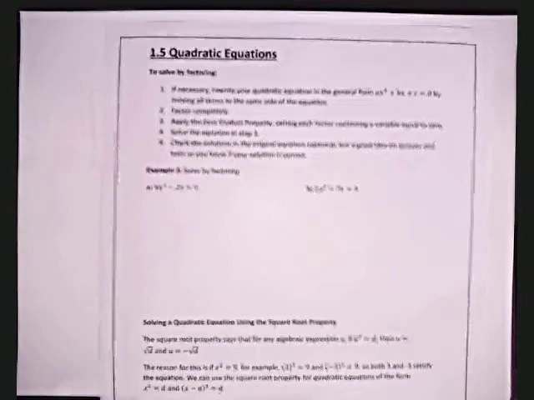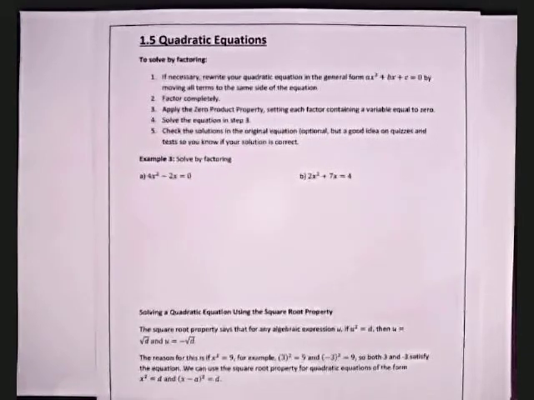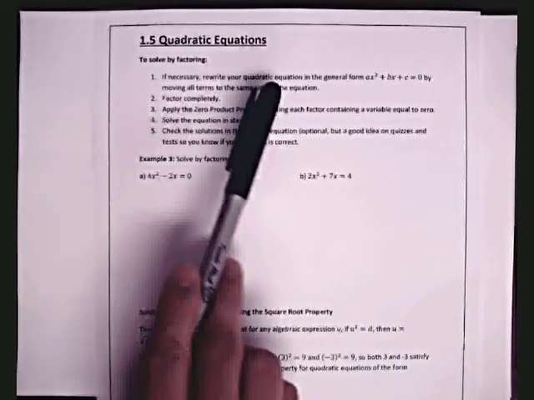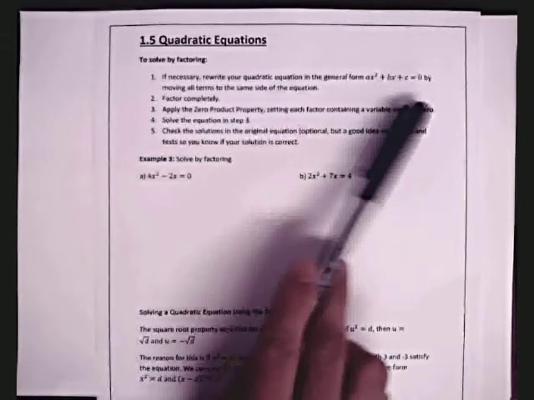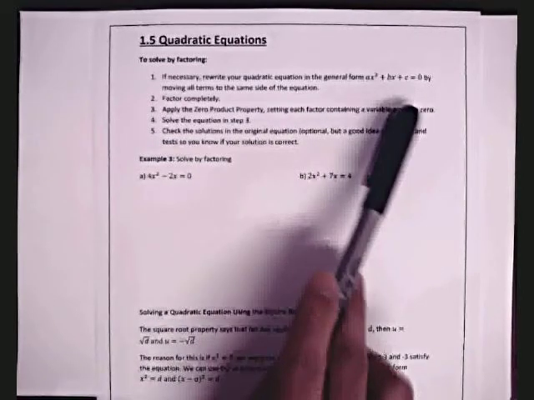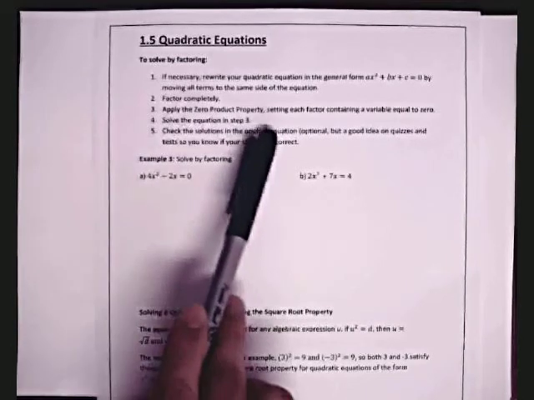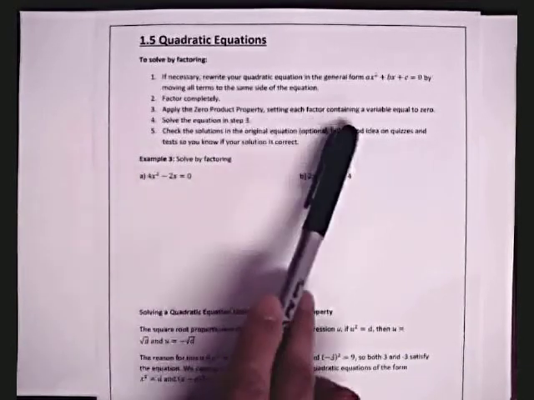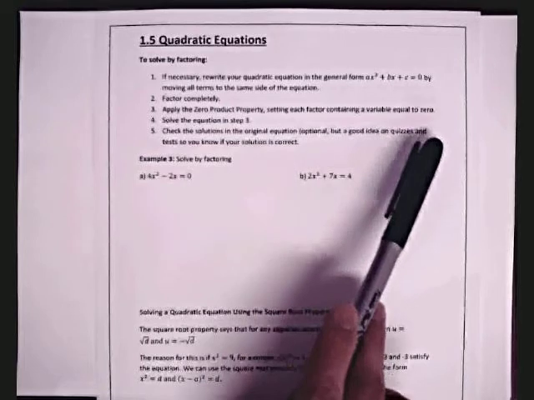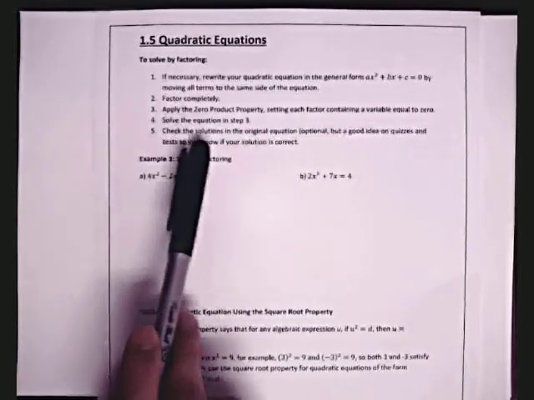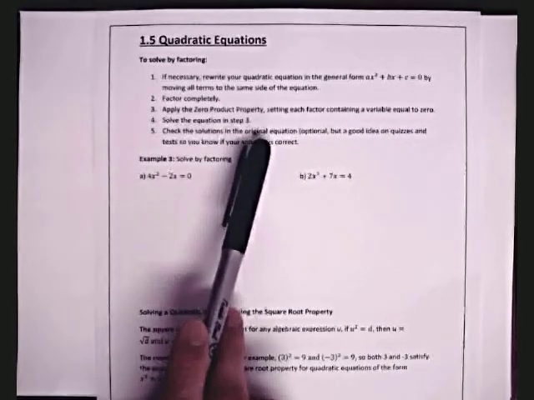So to solve a quadratic by factoring, we want to, if necessary, rewrite your quadratic equation in the general form with all your terms on the left. Then factor completely, apply the zero product property, which will involve you setting each factor containing a variable equal to 0, and then solve your equation in step 3.